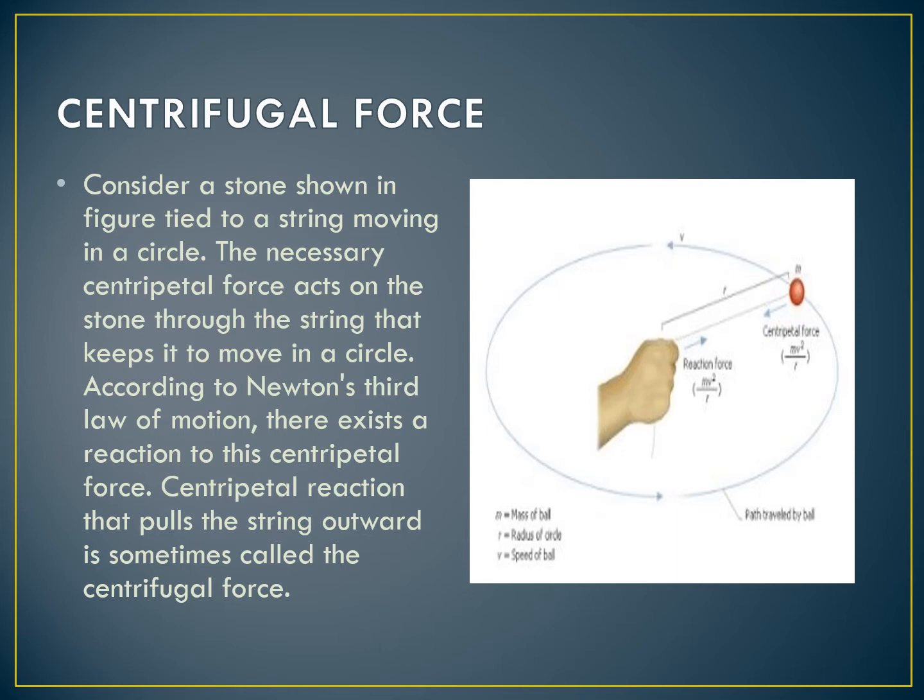As you can see in the picture, the arrow which is showing the centripetal force is directed towards the center of the circle, while on the other hand, the arrow which is showing the reaction force, that is centrifugal force, is acting away from the center of the circle.